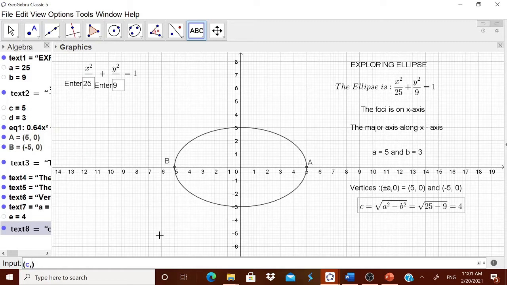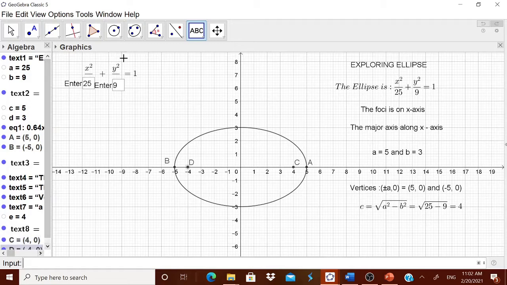Very simple. c comma 0, point number 1. Sorry, I think it should be wrong. Sorry. e comma 0. I got the point. Then minus e comma 0. It's another point. c and d I got.